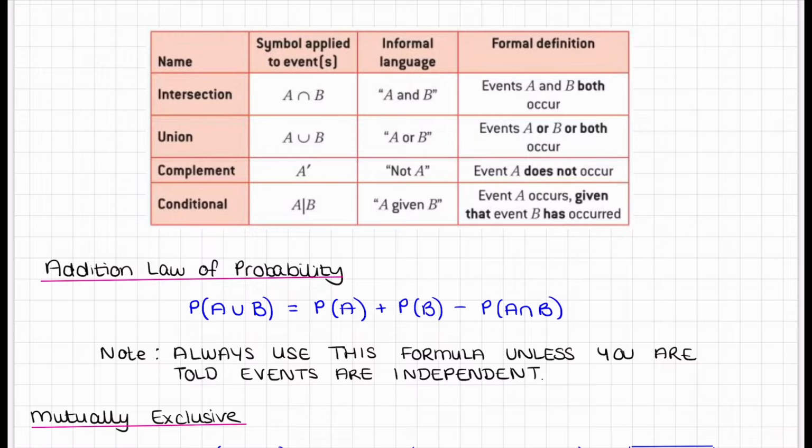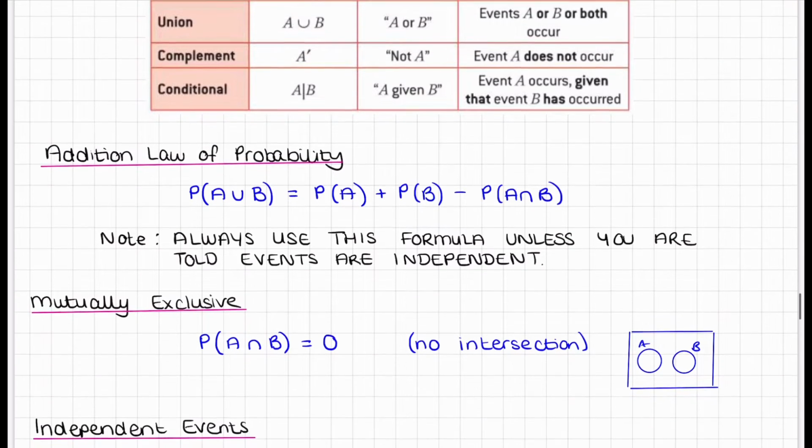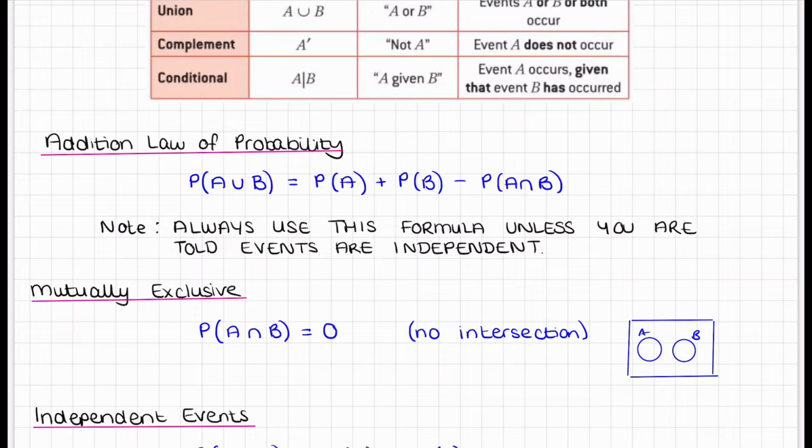But we're just going to go through and talk about each of them separately and what rules actually link with each of those ideas. So first of all, the addition law for probability is the probability of A or B equals the probability of A plus the probability of B minus the probability of A and B. Now I have to note and stress that you always use this formula unless you are told events are independent. One of the biggest mistakes that gets made is people use a formula for independent events when they're not independent. So always use this rule unless you are told independence exists.